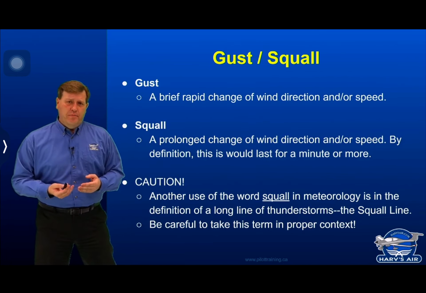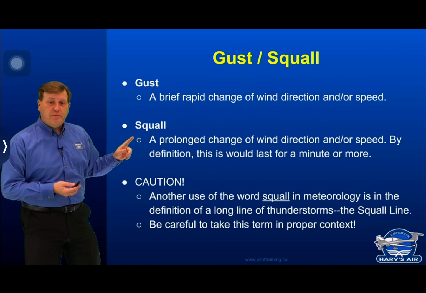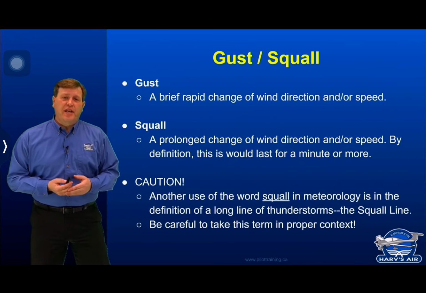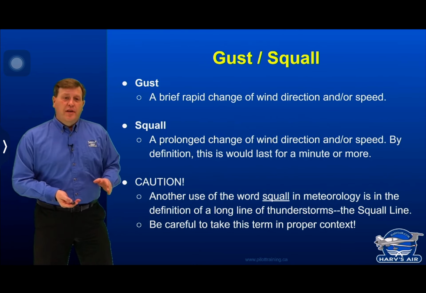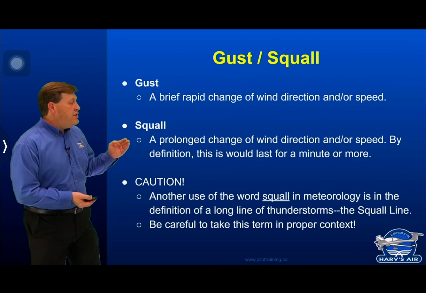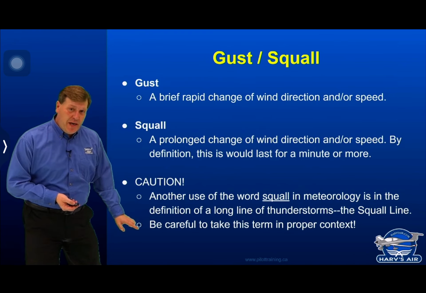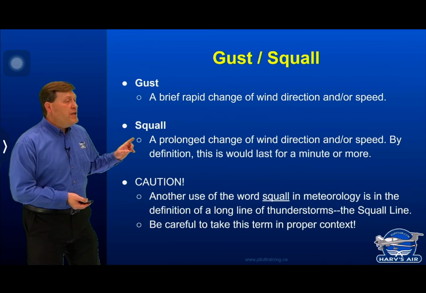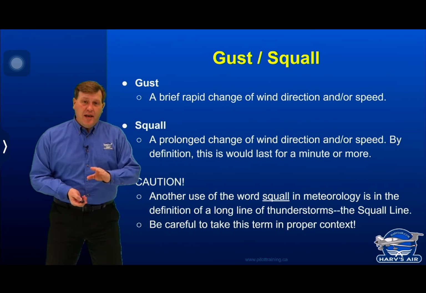Now, be careful, because on the exams you can get tripped up, particularly by this phrase here. Another use for the word squall in meteorology is the definition of a long line of thunderstorms. This is known as a squall line. So on the exam, when you see the word squall, be careful to take the term in the proper context. Are we talking about a line of thunderstorms, or are we talking about a prolonged change of wind direction and/or speed?